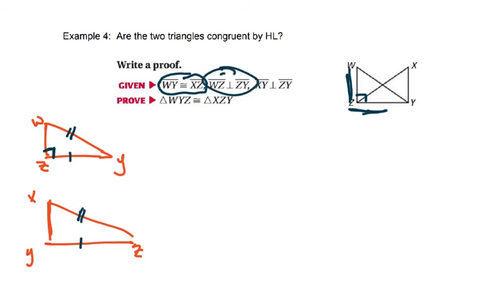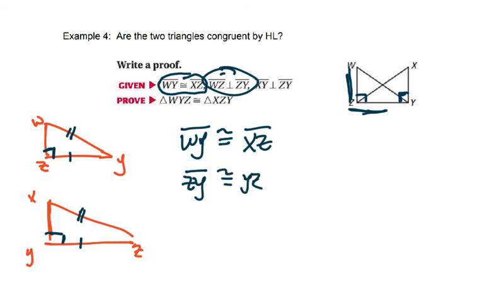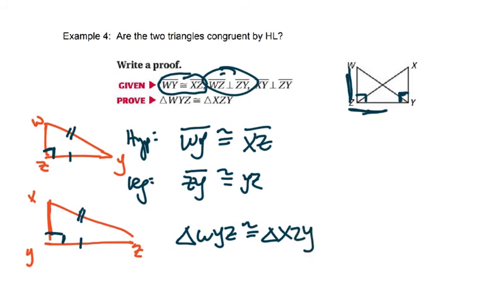They also tell me XY and ZY are perpendicular. So that's a right angle. So now that I know they're right angles, I know I can check hypotenuse leg. If I know WY, which again was given to us, is congruent to XZ, and I know that ZY is congruent to YZ, then I have the hypotenuses marked, I have the legs marked, and that means we can say the triangles are congruent. Triangle WYZ, just like it says, is congruent to triangle XZY.